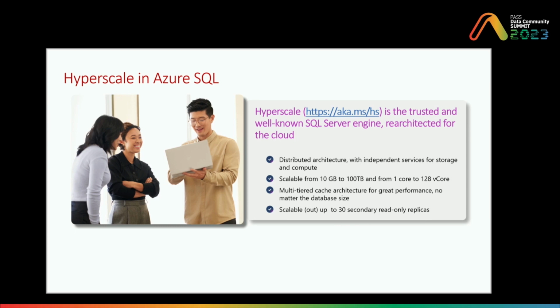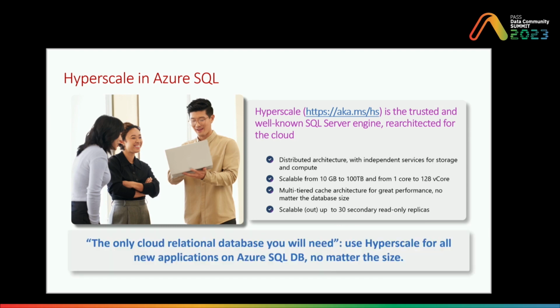You can have storage from almost 10 GB to 100 terabytes, and from 1 core to 128 vCores. We also have a multi-tiered cache to really support all this, to really push the performance of Hyperscale. Now, this is scalable. Not only can you scale up to 128 vCores, you can also scale out your database to 30 named replicas for your query workloads. So all this is to make sure to tell you again, Hyperscale is the world's best database.